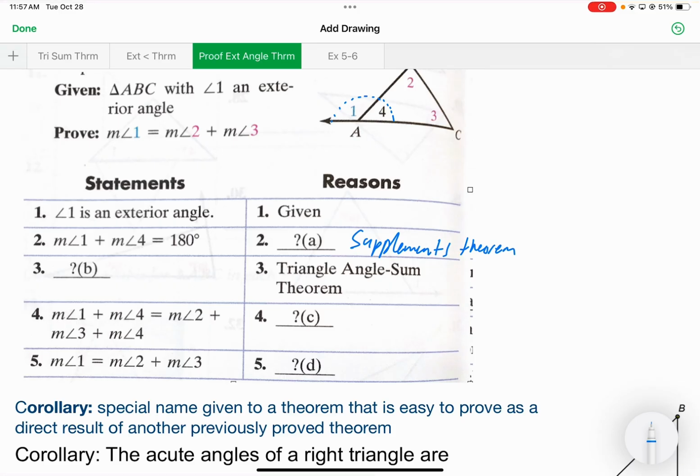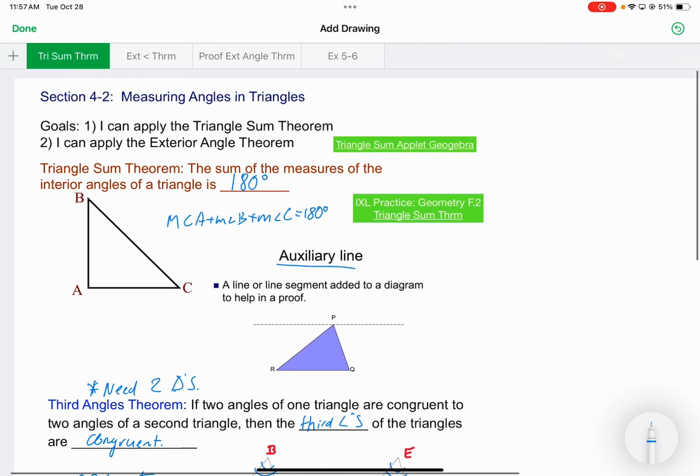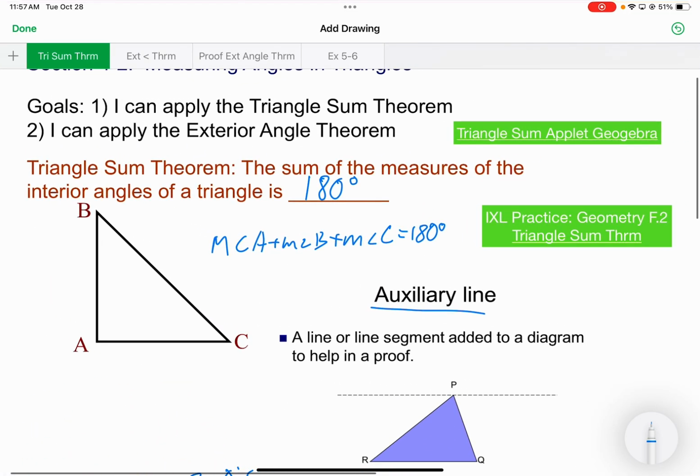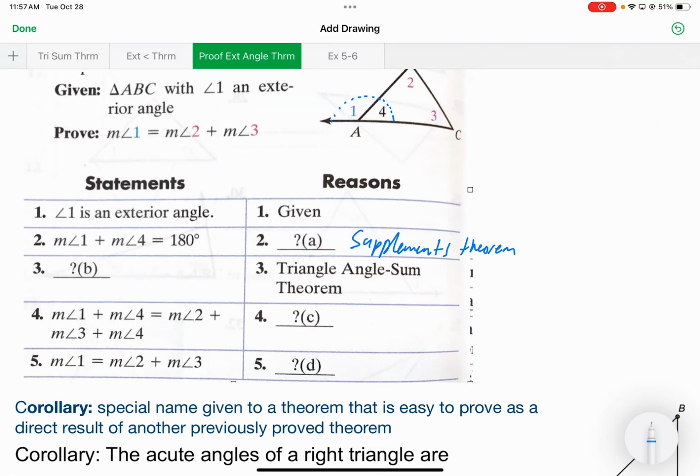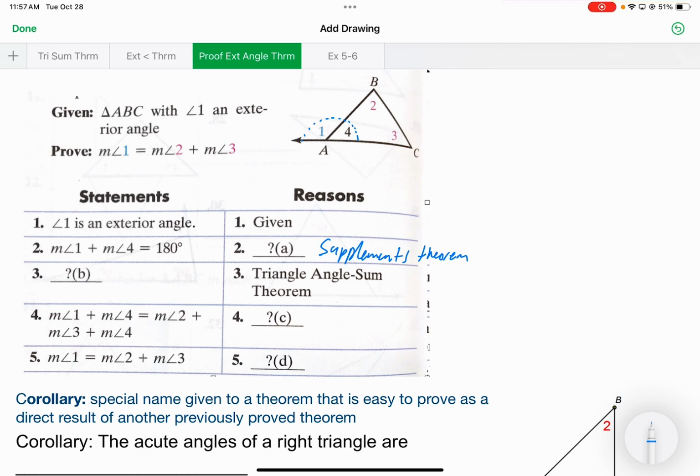What theorem is that again? Well, I have a sheet titled Triangle Sum Theorem. Let's see what that has to say. Triangle sum theorem: the sum of the measures of the interior angles of a triangle is 180 degrees. Okay, so what three angles would I add together to equal 180 in my picture?